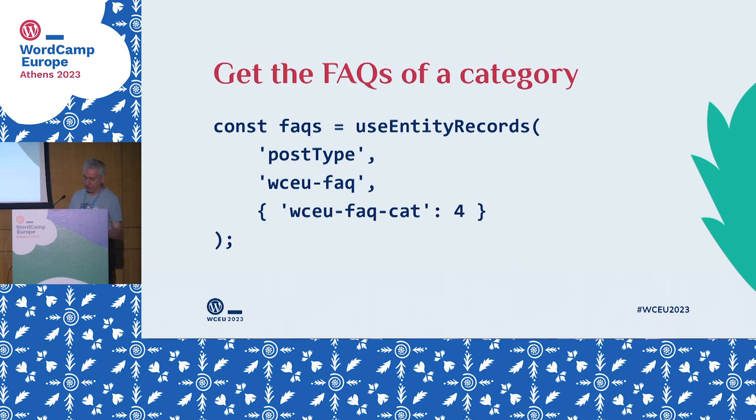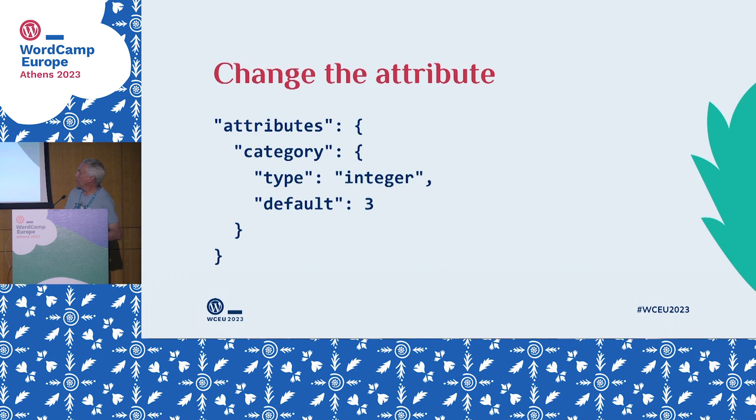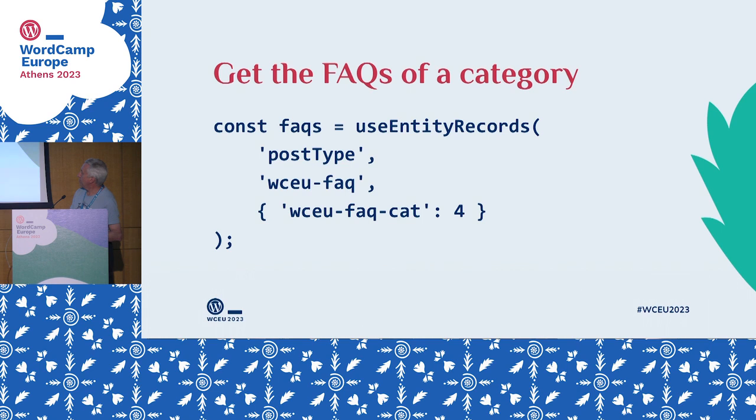Okay, don't do anything yet, because once you've got the category ID and put it there in place of the four, that's fine. You should now be able to see in the editor the FAQs from that particular category. And if you've got two categories, try changing it to the other category in this code block, and you should see the FAQs from the other category as well.